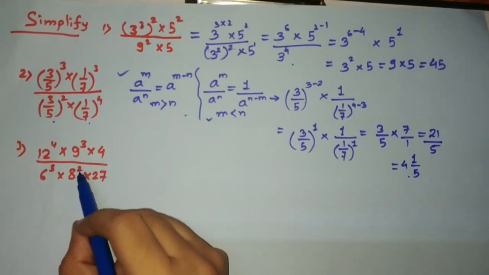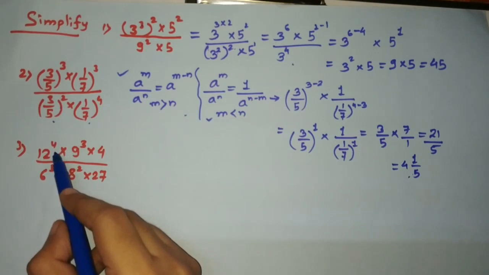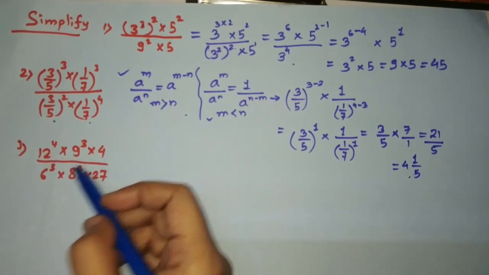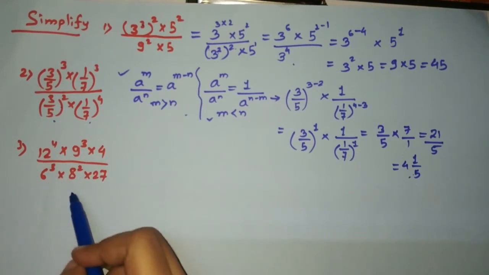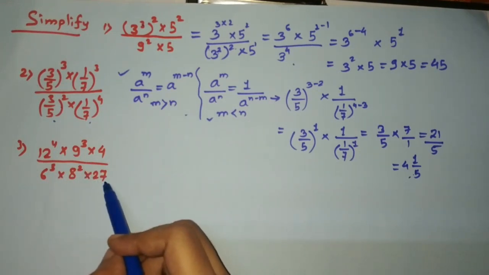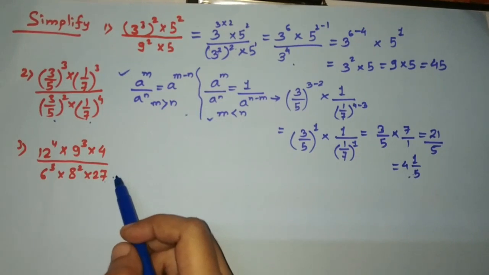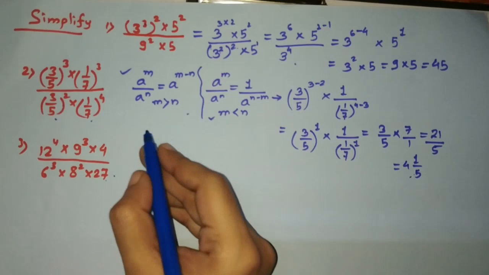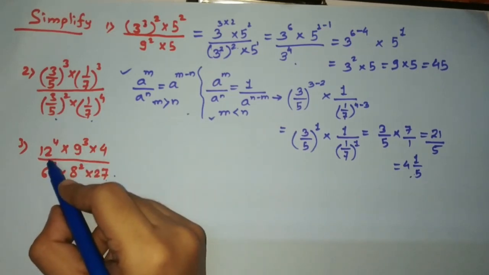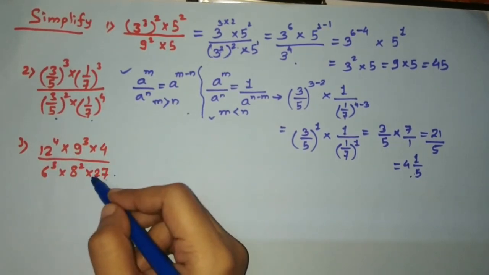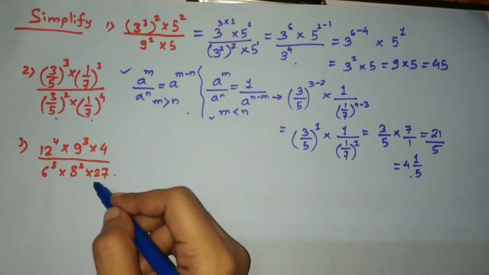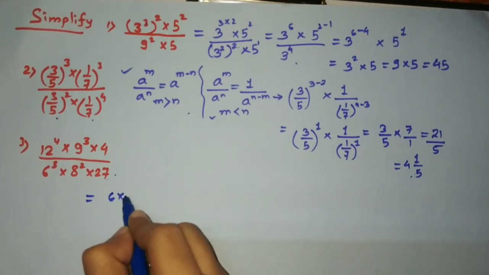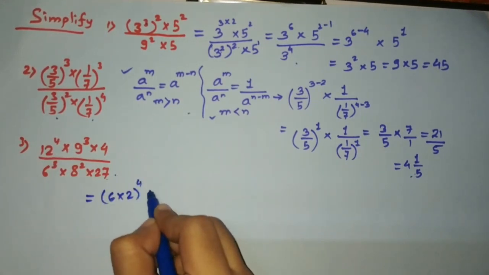Now we'll reach this problem, that is 12 to the power 4 into 9 cube into 4 square, and then 6 to the power 3 and 8 to the power 2 and 27. So friends, we'll go for it. Now I can convert it. I can write this 12 as 6 2s are 12. So we'll try to write it here: 12, I can write 6 2s are 12, to the power 4.